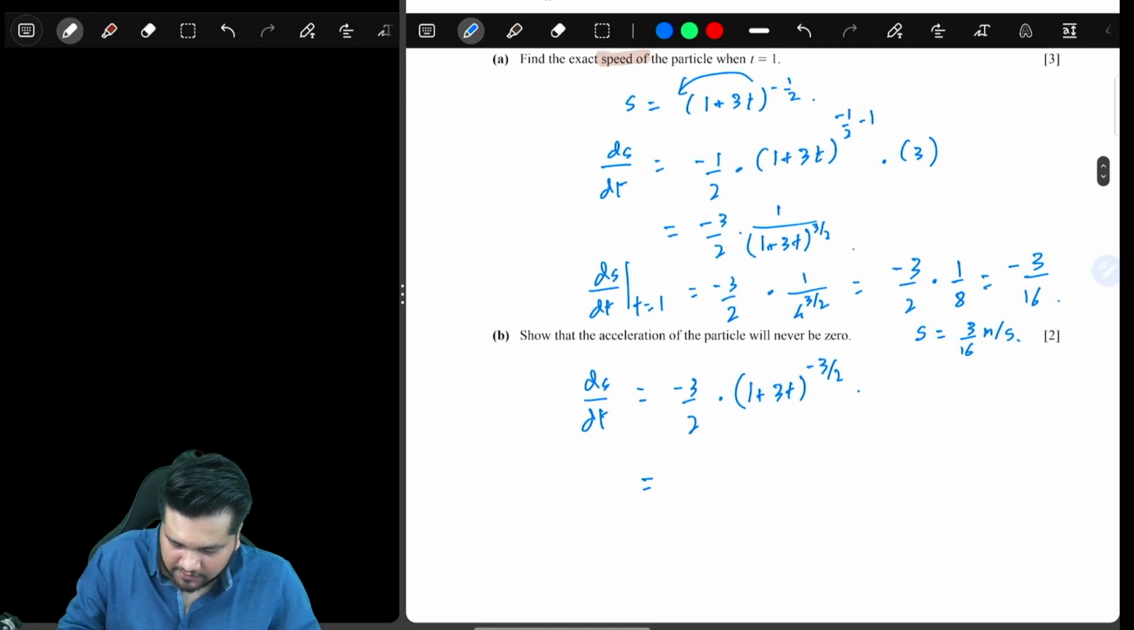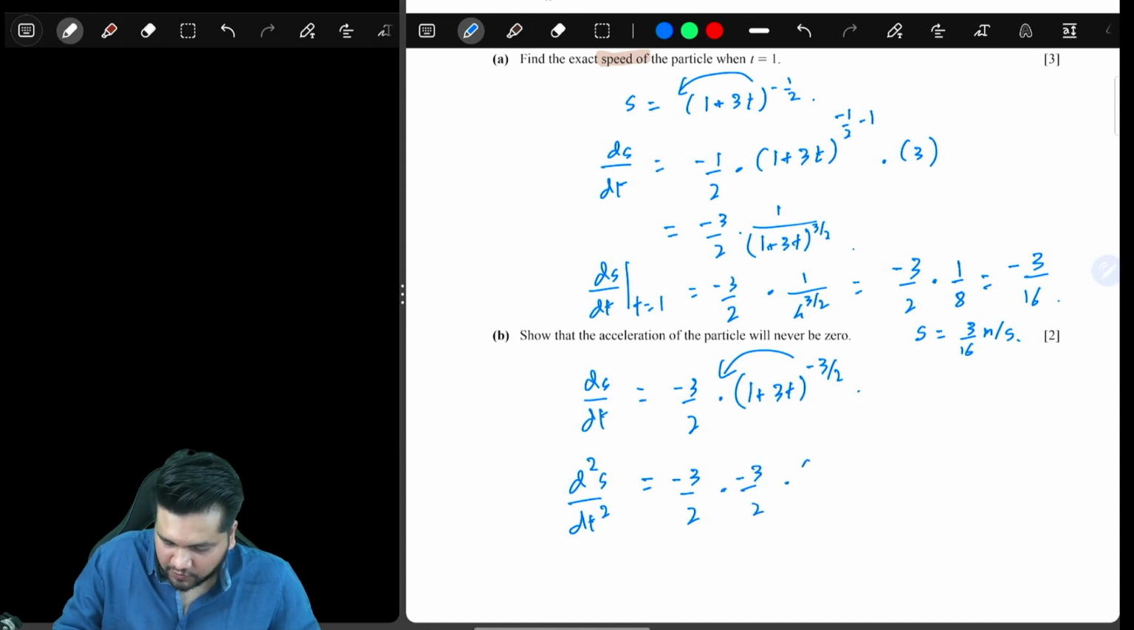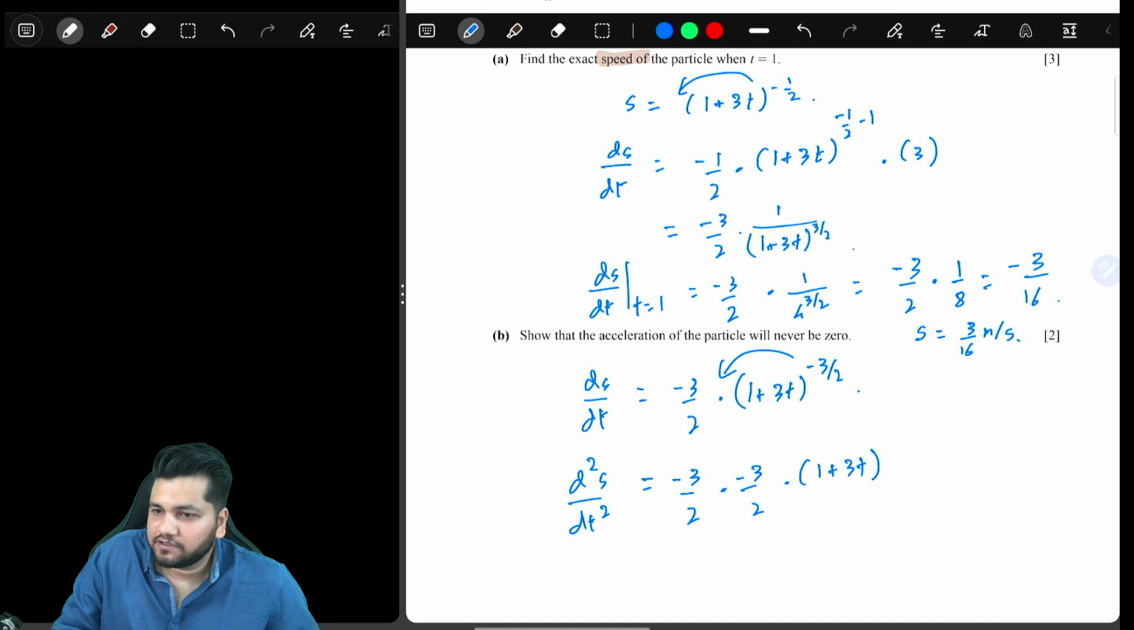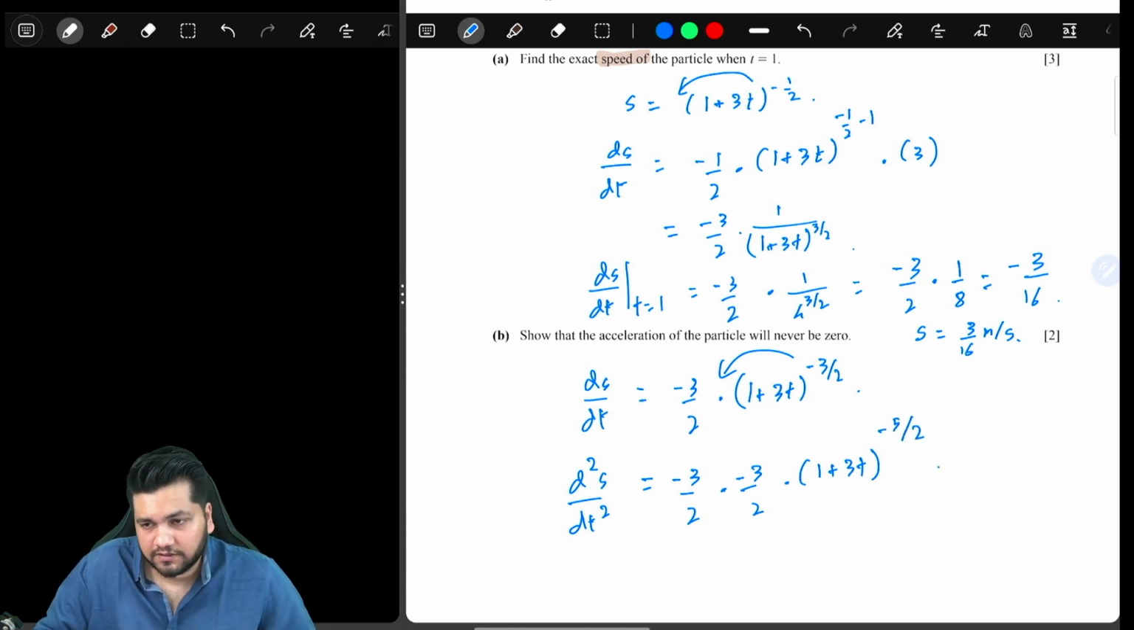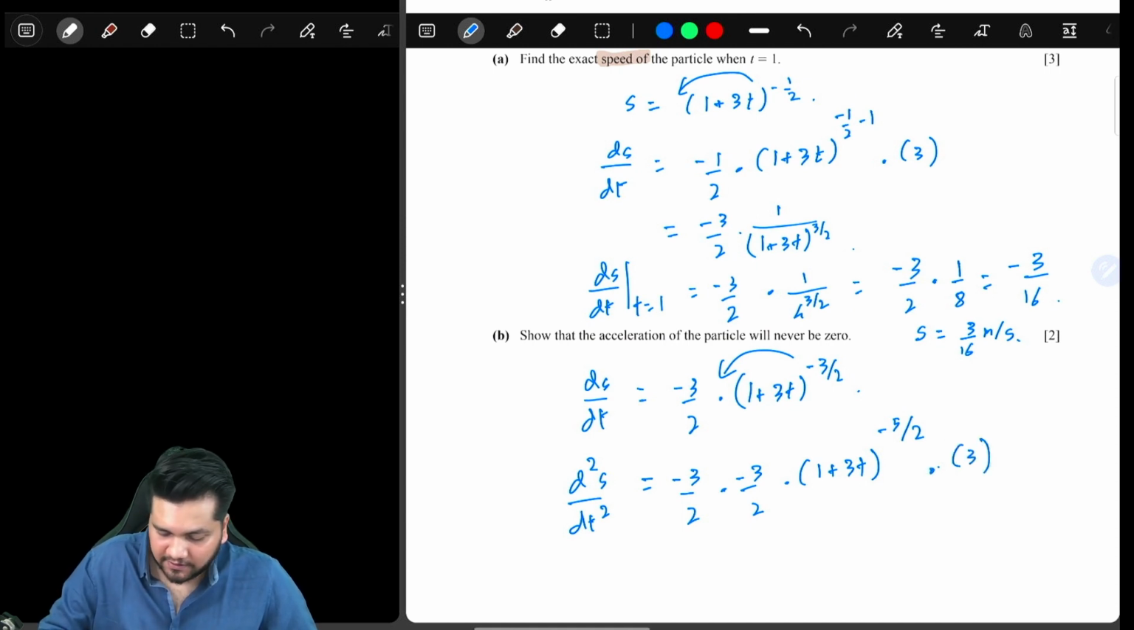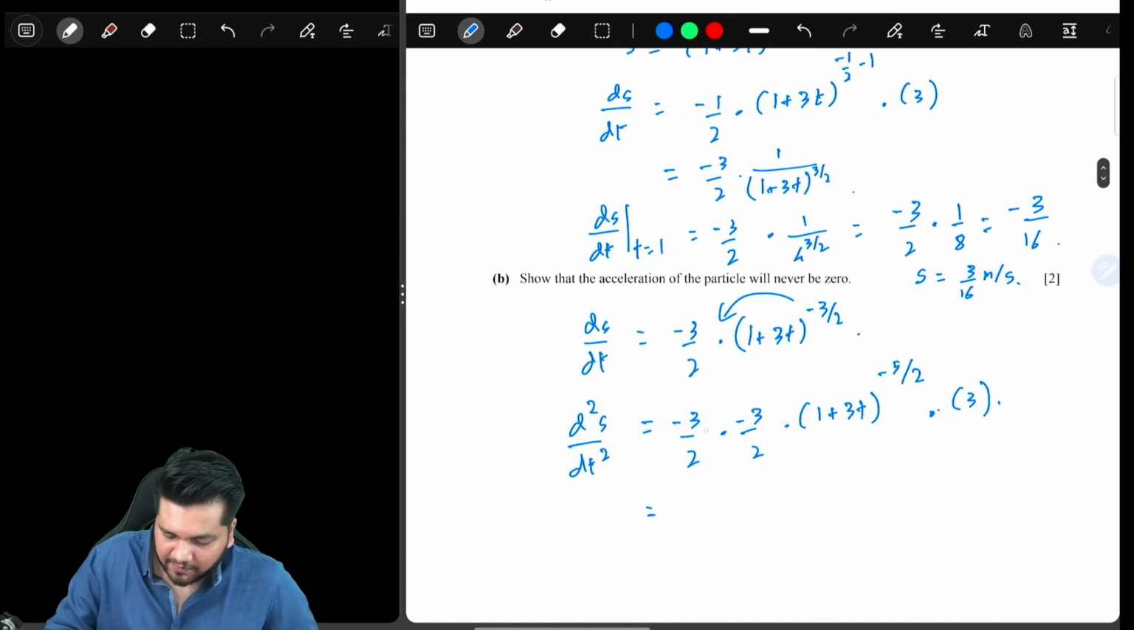So here, all you have to do is differentiate again for the acceleration. So d2s by dt squared is going to be minus 3 by 2, constant outside. This, I'll just pull it down. So it's going to be into minus 3 by 2 into 1 plus 3t to the power of minus 3 by 2 minus 1, so it's going to be minus 5 by 2. And of course, since it is a chain rule, we'll have to differentiate this 1 plus 3t as well. So we'll multiply by 3. So overall, your acceleration would be minus 3 minus 3, 9 into 3, 27. So it's going to be 27 by 4, 1 plus 3t to the power of minus 5 by 2.